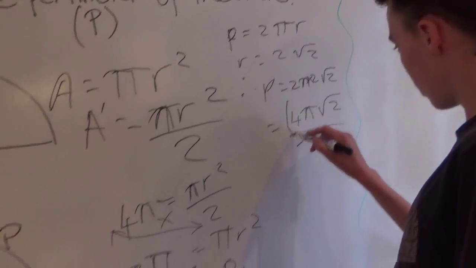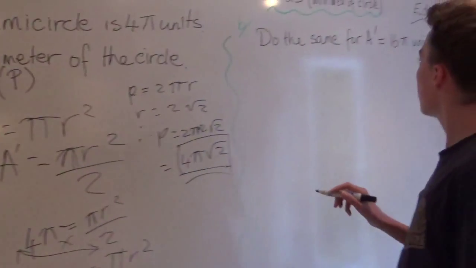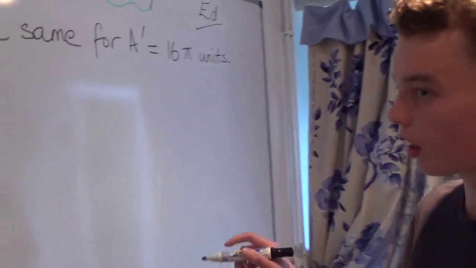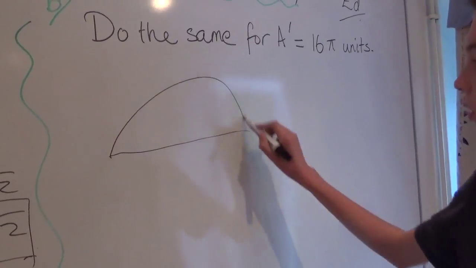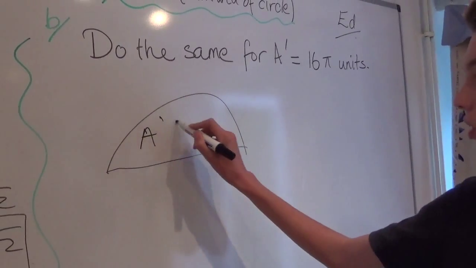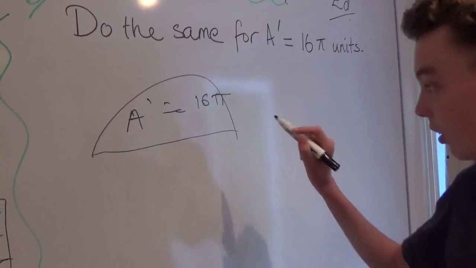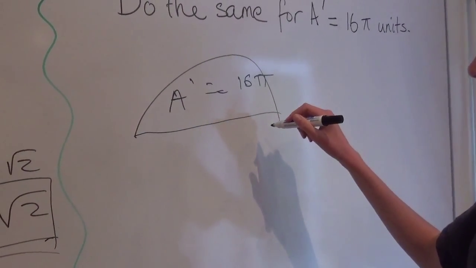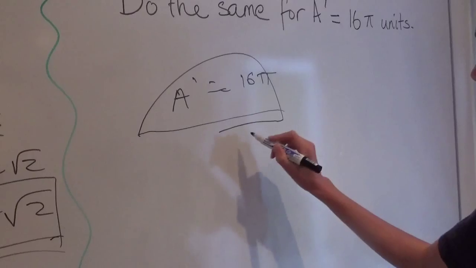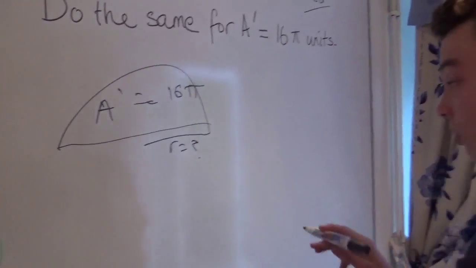Okay, would you run through it again for the other one, please, Edward? Right, well, it's exactly the same as this, however the numbers change. So it's just a practice one. Okay, so for the semicircle, A dash equals 16 pi. Now we need to find the radius, and we don't know that.